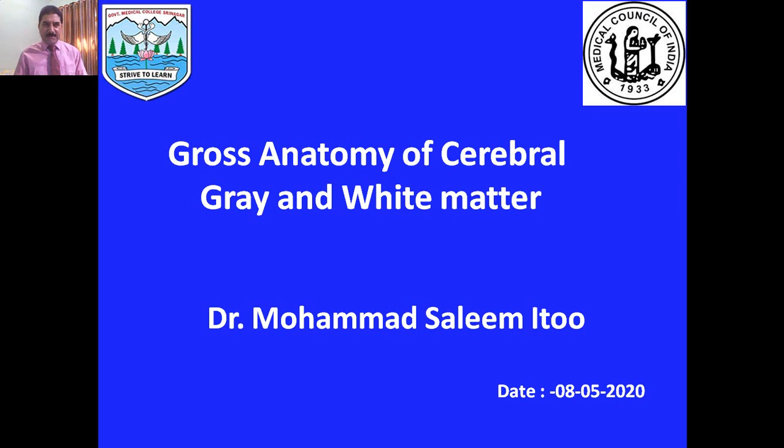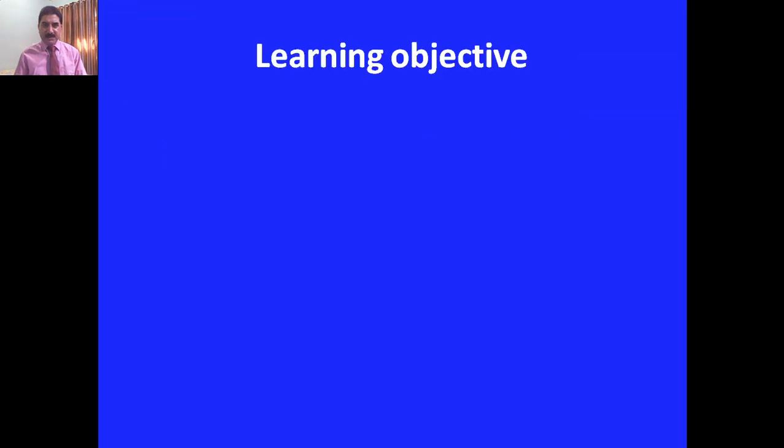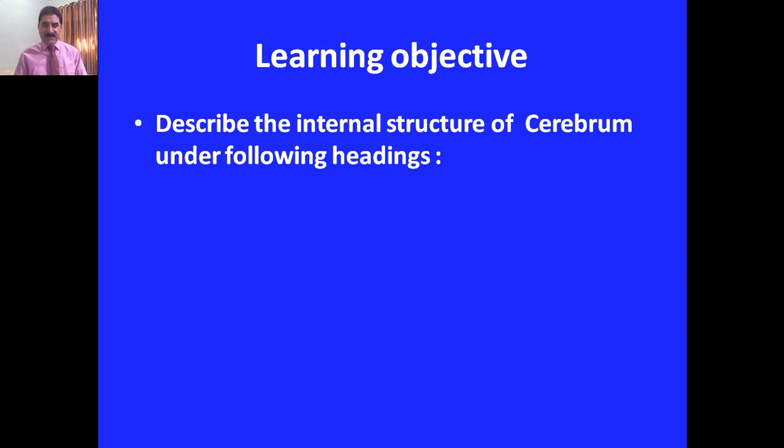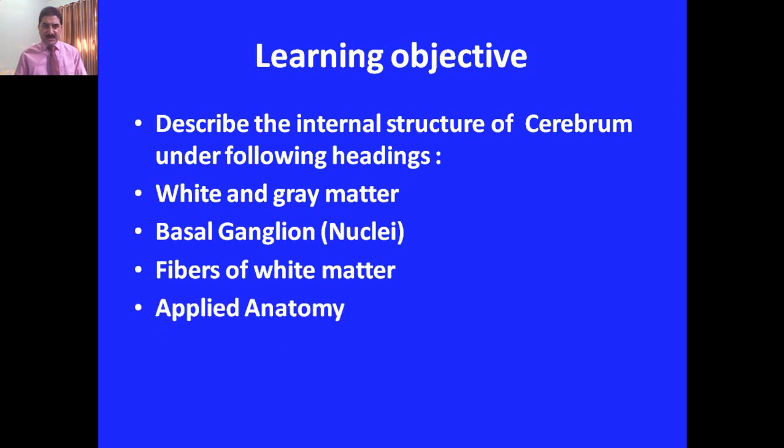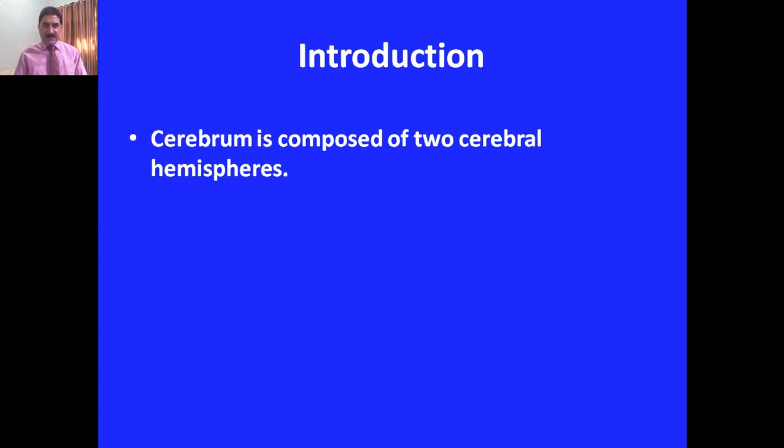Good morning, everybody. Our lecture today is on the anatomy of cerebral gray and white matter. The learning objectives for today's class are: I will describe the internal structure of the cerebrum under the following headings: white and gray matter of each cerebral hemisphere, basal ganglia, fibers of white and gray matter, and applied aspects of gray and white matter fibers. The cerebrum is composed of two cerebral hemispheres.